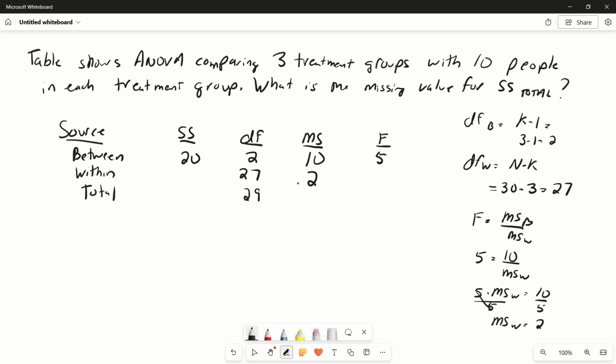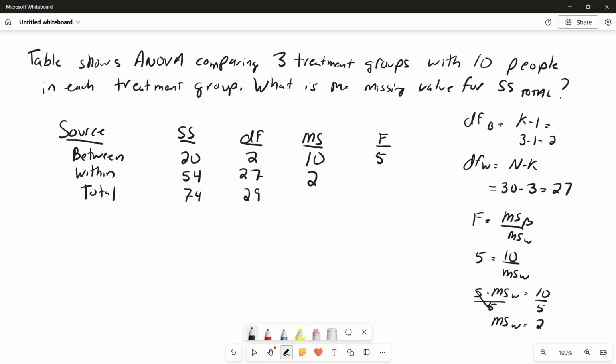We can then multiply backwards. We know that sum of squares is equal to mean squares times degrees of freedom. We see this with between: 10 times 2 is 20. So 2 times 27 has got to be 54. 54 divided by 27 gives me 2. 20 divided by 2 gives me 10. 10 divided by 2 gives me 5. So we're done with almost everything. We have to add up the sum of squares: 54 and 20 is now 74. The little line for the sum. So we've completed the ANOVA summary table that was missing some data.